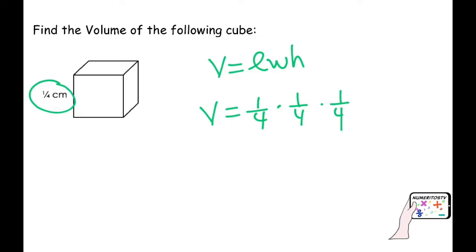When you multiply fractions, you multiply numerators first, straightforward. So you are going to multiply 1 times 1 times 1, that will be 1. And then you multiply the denominators straightforward. So 4 times 4 is 16. And then 16 times 4 is 64. So the volume of this cube is 1/64 cubic centimeters.